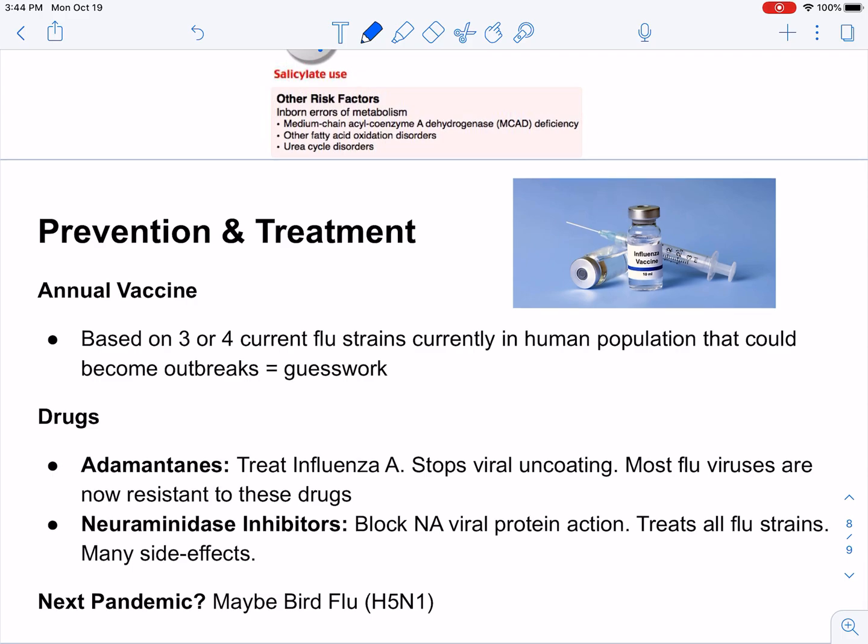So in terms of prevention and treatment, as you know, there's always an annual vaccine. Please make sure you get your vaccine this year. We're about to enter flu season. But the way the vaccine is made is kind of interesting. What they do is just basically study the 3 or 4 flus that are currently making their way around the human population, all of which could become an outbreak. And they pick 1 or 2 of them, and that's what they make the vaccine based off of. So it's pretty much just guesswork. In some years, they're spot on, and the one that they vaccinated for is the one that is the outbreak. In some years, that isn't the case.